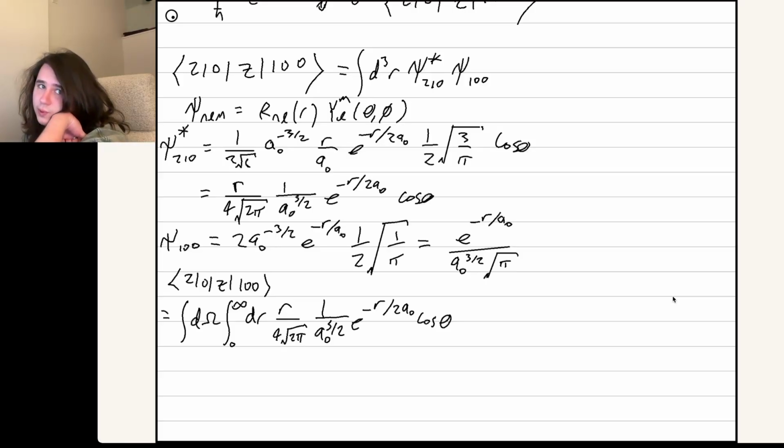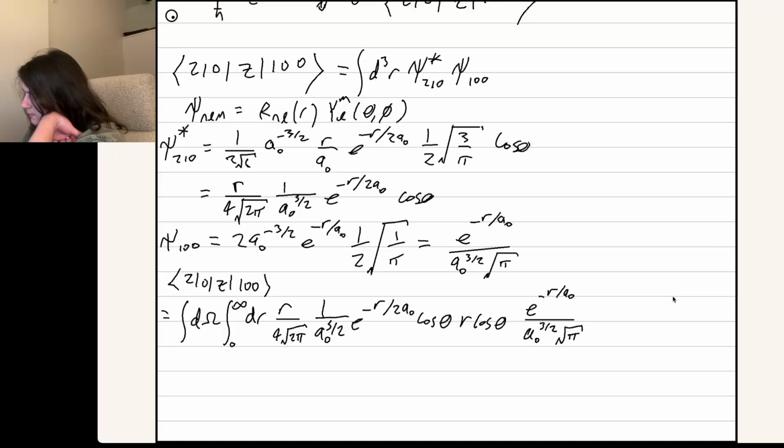Z in spherical coordinates is just r cosine theta. And then psi 1,0,0 here we'll have e to the minus r over a naught, over a naught to the 3 halves root pi. Right? Wrong! I actually forgot to write r squared at the front there, so just be careful of that. You should have an overall factor of r to the 4th in your integral.